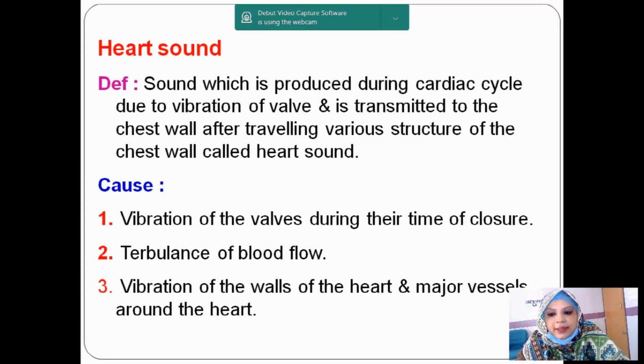Now, causes of heart sound. First one, vibration of valves during their time of closure. Number 2, turbulence of blood flow. Number 3, vibration of the walls of the heart and major vessels around the heart. These are the causes of heart sound. First one is vibration of the valves during their time of closure. At the time of sudden closure, the valve produces vibration. This is the first cause. Number 2, turbulence of blood flow.